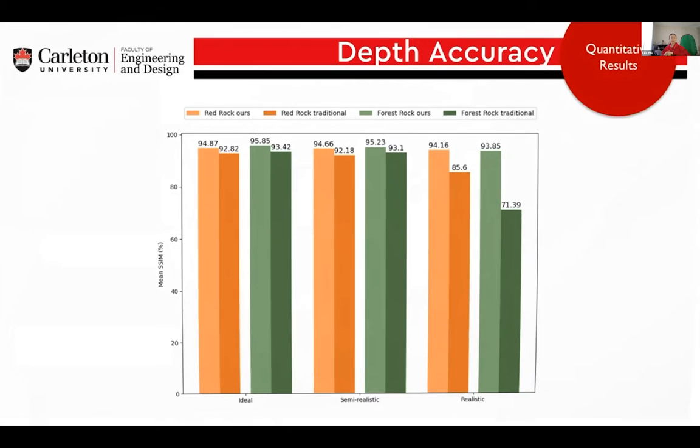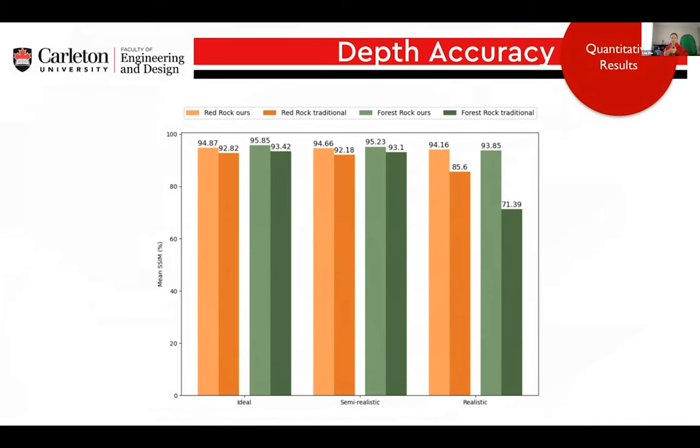In terms of depth accuracy, we compared our method with the traditional one-pair stereo matching method. And it turns out that our method always has better depth accuracy than the traditional one stereo pair method. And when the environment goes from ideal to realistic, our depth accuracy remains stable, while the traditional method's accuracy goes down a lot.